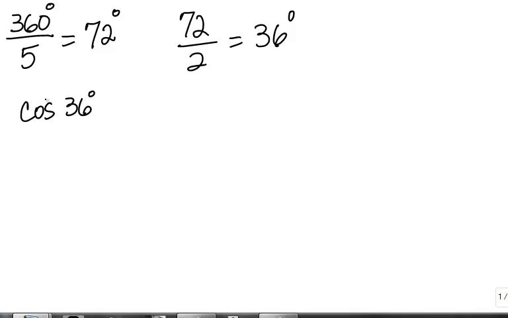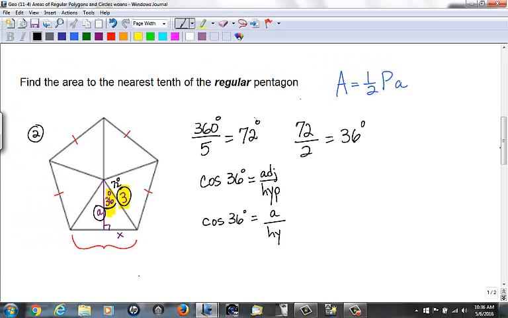And I would still write out the definition. The more you write that out, the better. Cosine of 36 is the adjacent over the hypotenuse. The adjacent side is A, and the hypotenuse is 3. Now on your calculators, first you have to double check your mode. Make sure you're in degree mode, and I would go 4 decimal places.